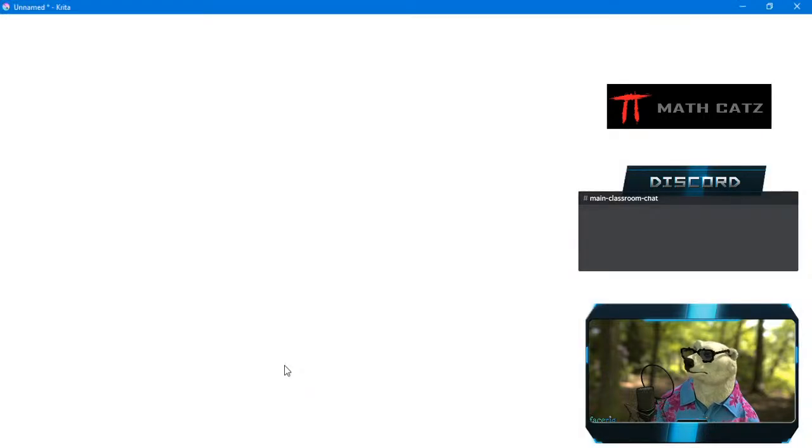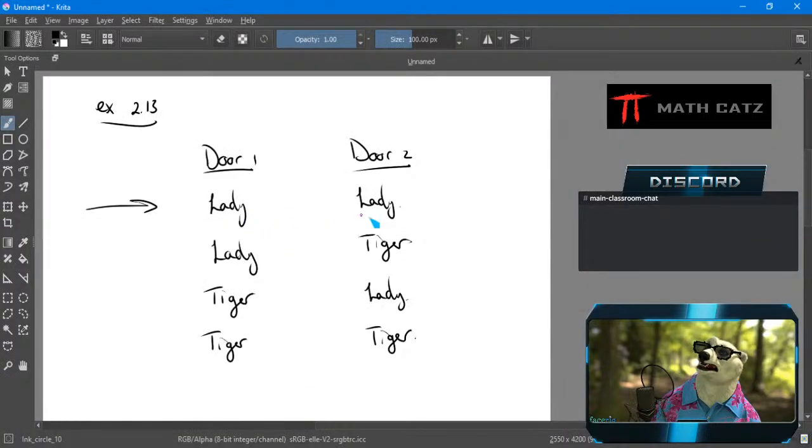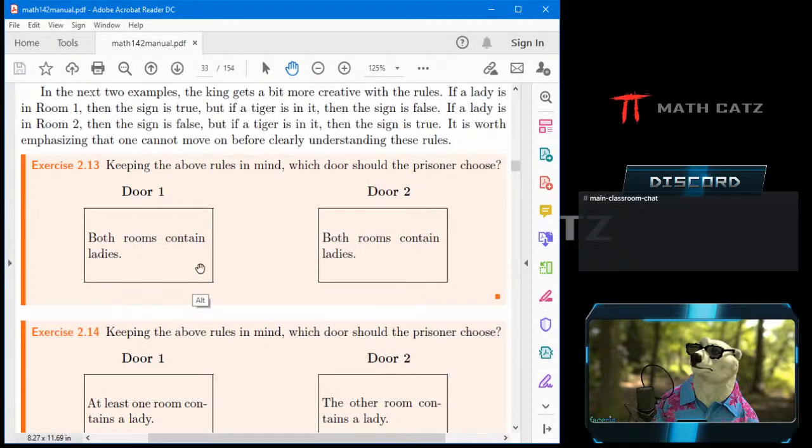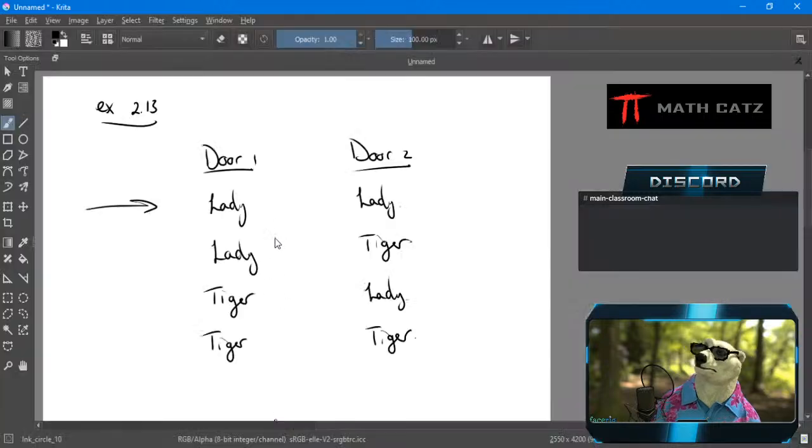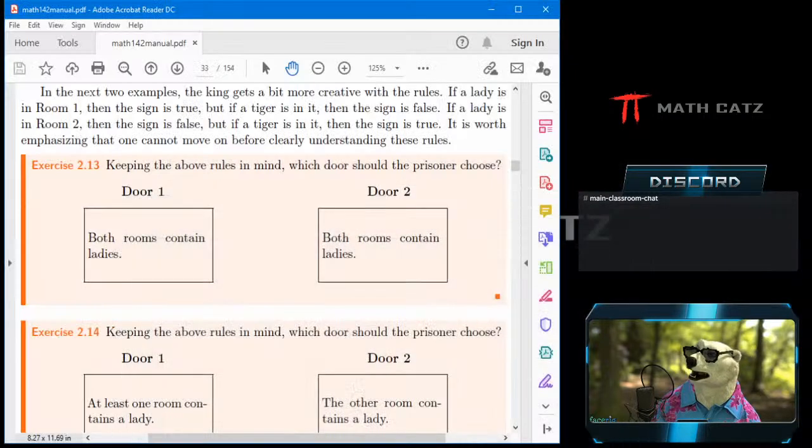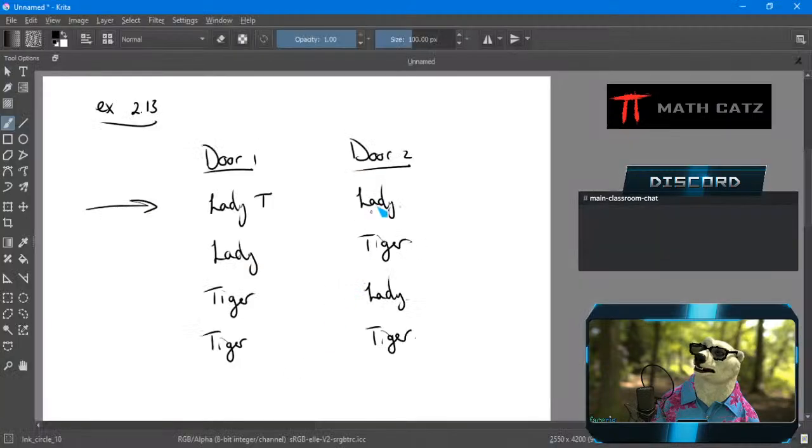So I'm looking at the lady scenario. Door 1 says both rooms contain ladies. Obviously true. Door 2 says the same thing. Both rooms contain ladies. All right, great. That's true as well.